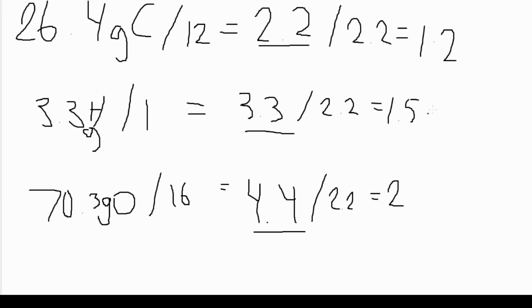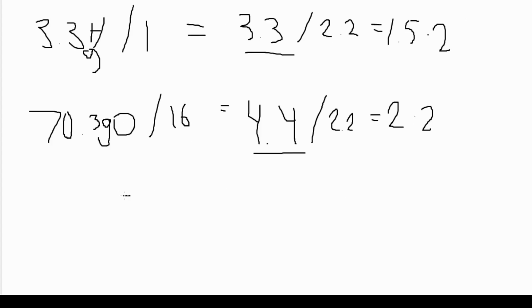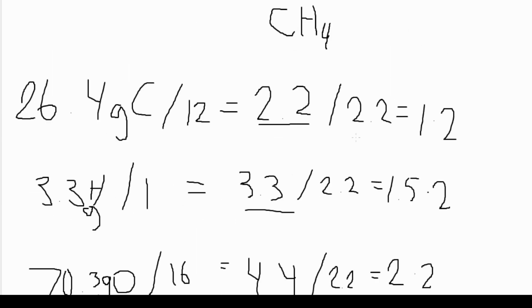So we would multiply 1 by 2, 1.5 by 2, and 2 by 2. And you'll get 2, you'll get 3, and you'll get 4. And so that is your corresponding empirical formula. So the empirical formula would be C2, because we got 2 for carbon. We got 3 for hydrogen, so we would have C2H3. And we got 4 for oxygen, right? So O4. C2H3O4 is our empirical formula.